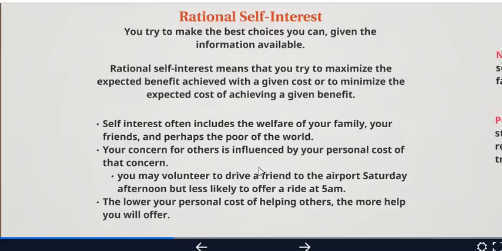Self-interest often includes the welfare of your family, your friends, or perhaps the poor of the world. Your concern for others is influenced by your personal cost of that concern. You may volunteer to drive a friend to the airport Saturday afternoon, but you may not do it if they need to get there at 5 a.m. The lower your personal cost of helping others, the more help you will offer.